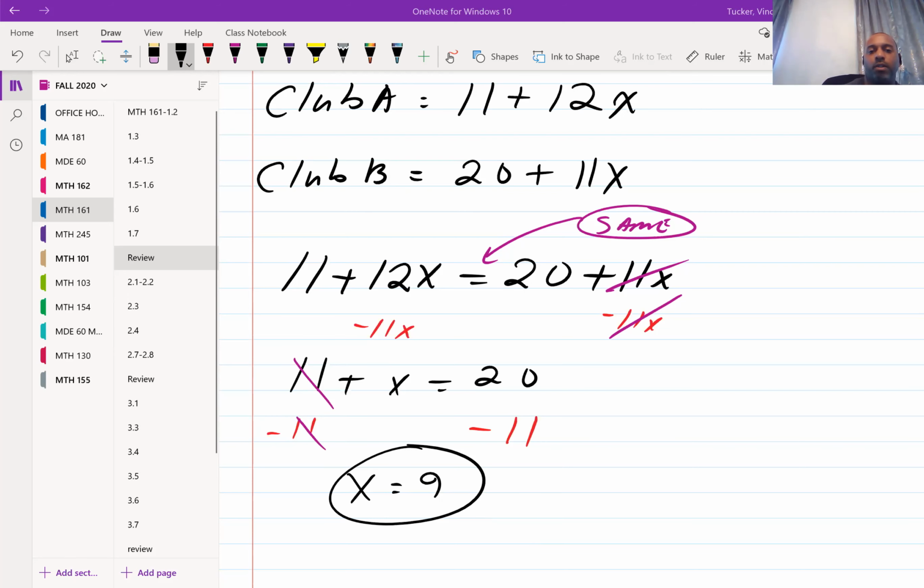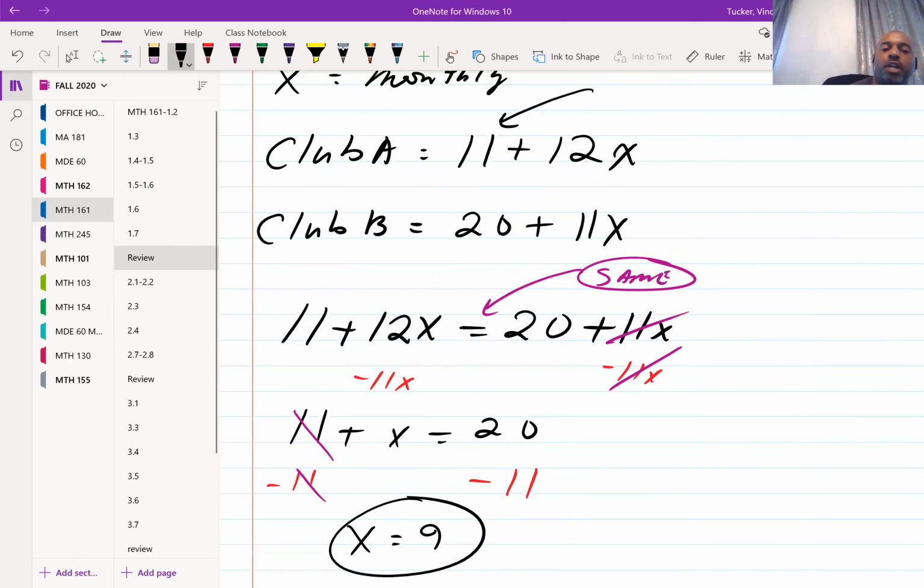And so just making sure we're clear on what happened here. The initial payment for Club A was only $11, but the initial payment for Club B was $20. So off the top, Club B costs more than Club A, but Club A would charge you $12, which is $1 more than Club B monthly. So at some point, Club A is going to catch Club B and then pass it. And so that's what we're looking at. At what month are they going to be equal to the same amount of money?